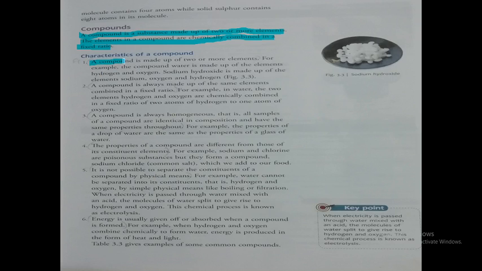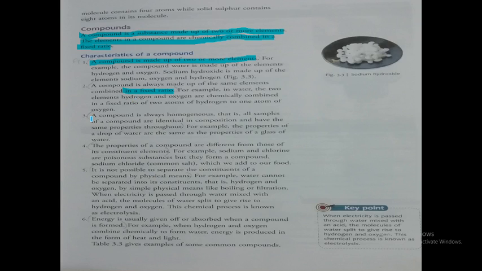This was the first characteristic of a compound. A compound is always made up of the same elements combined in a fixed ratio. They are not formed by any random ratio. They have a fixed composition in which they combine. Water is made up of 2 hydrogen and 1 oxygen. So that is a fixed ratio in which water is formed.